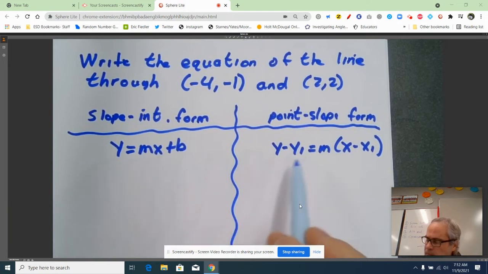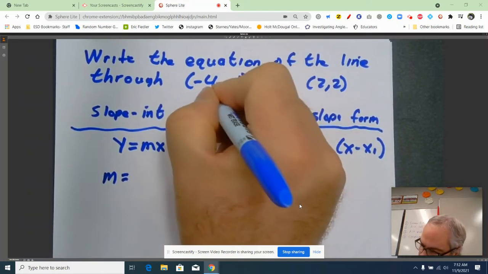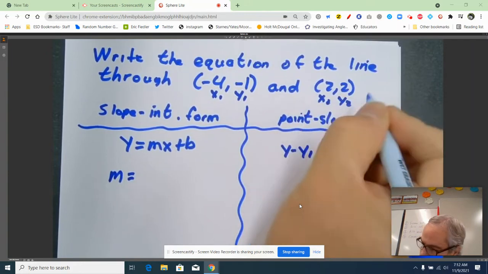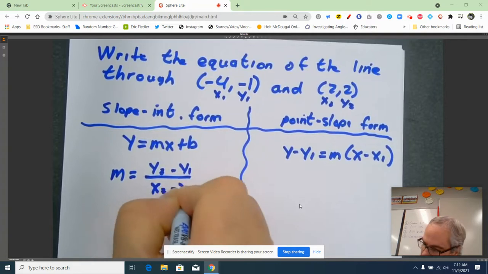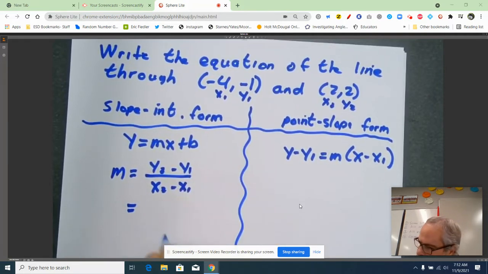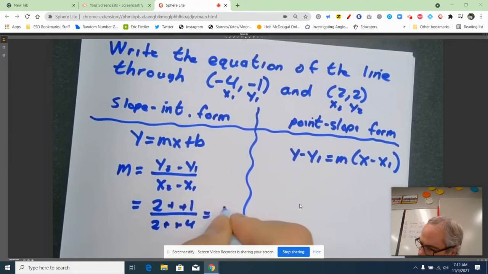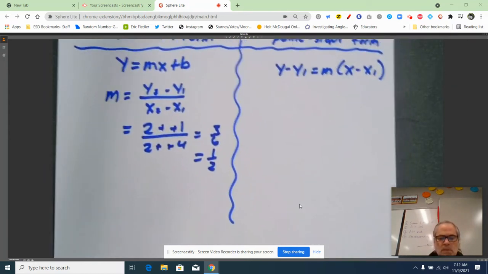Okay, in both of them, I need to figure out what m is. So I'm going to calculate m over here, and I'm going to do it by using the formula x1, y1, x2, y2. Okay, y2 minus y1 over x2 minus x1. Okay, so y2 is 2 minus y1 is a negative 1. x2 is 2 minus x1 is a negative 4. Add those together. I end up getting 3 over 6, which reduces to 1 over 2. Okay, so my slope is going to be 1 over 2.